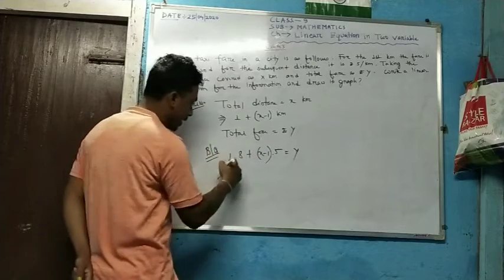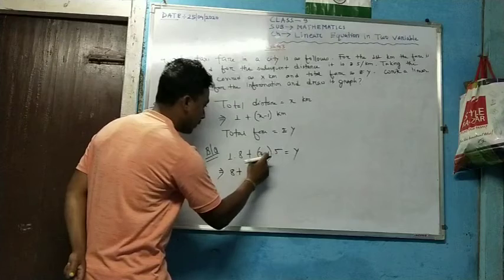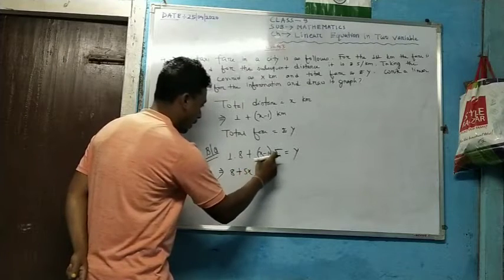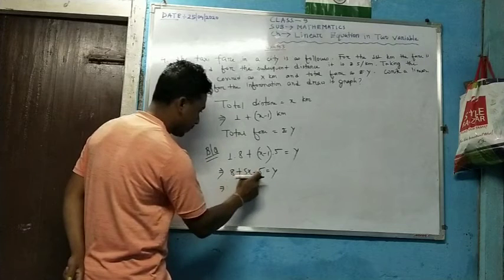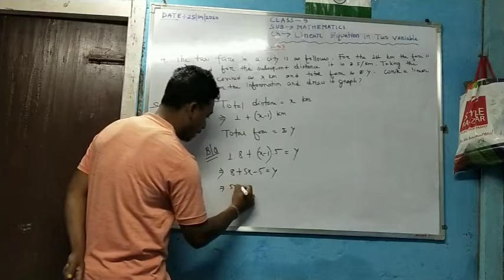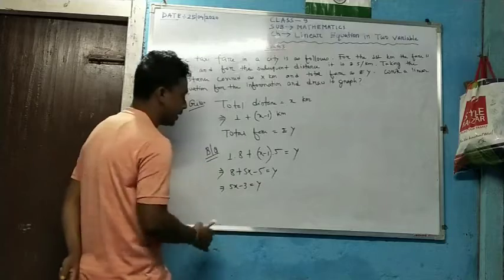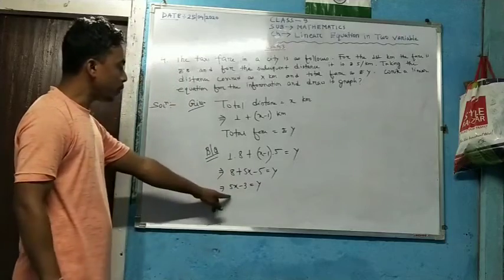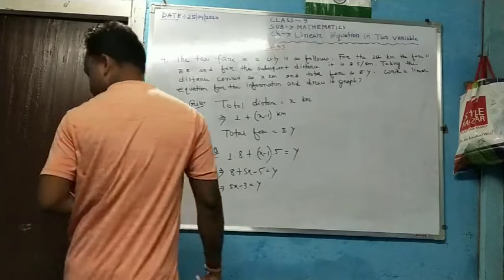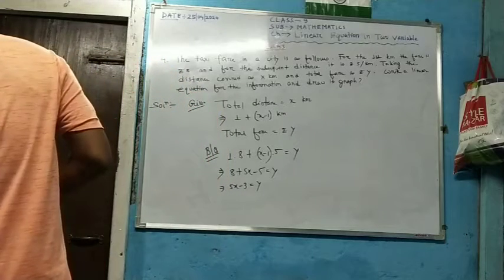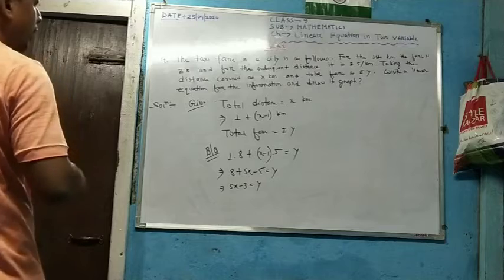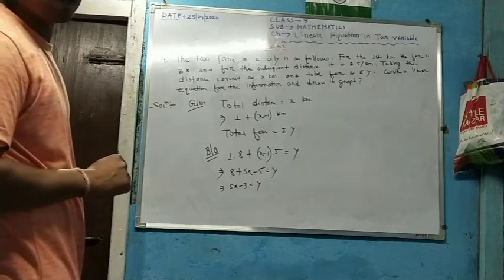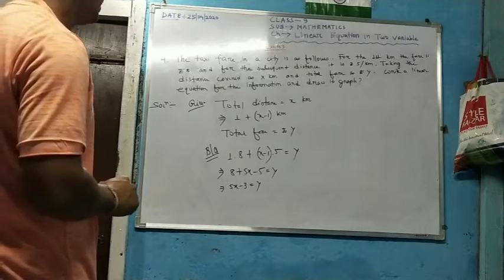Make a standard equation. 8 into 1 is 8, plus 5 into x is 5x, 5 into minus 1 is minus 5, equal to y. That is, we can write 8 minus 5 is 3, so 5x plus 3 equal to y. This is an equation. We have got the equation. Now we have to make a standard equation. Now what we have to do is, for every value of x we are going to get a corresponding value of y, and we have to draw a graph.